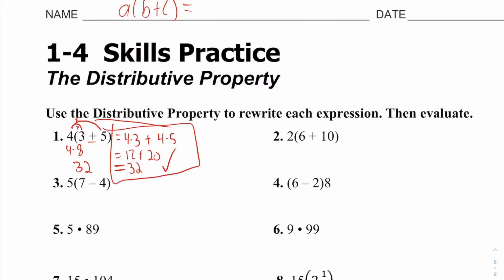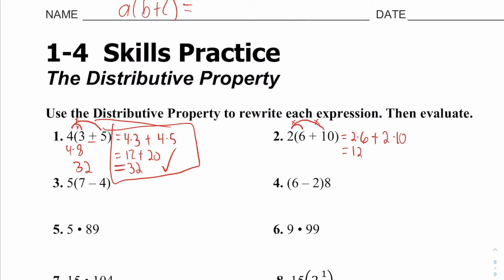This is what today's lesson is about. Distributing. That means evenly multiplying by what's outside the parentheses. I'll do another quick example. Number 2. 2 times (6 plus 10). 2 times 6, and then we're also going to do 2 times 10.